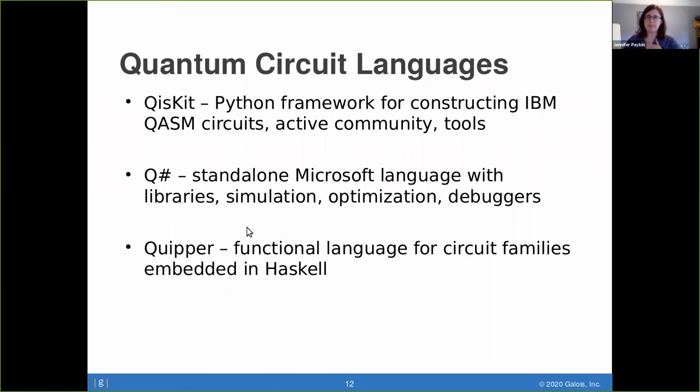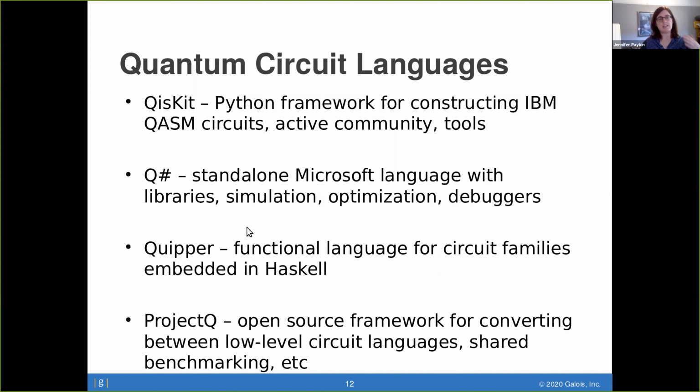A lot of the ideas that Qiskit and Q# are based on are derived from a language called QWIRE, which I quite like. It's a functional language that is embedded in the Haskell language. And it really pioneered a lot of the ideas of types, parameterized circuit families, and so on. And I think it's a really neat language.